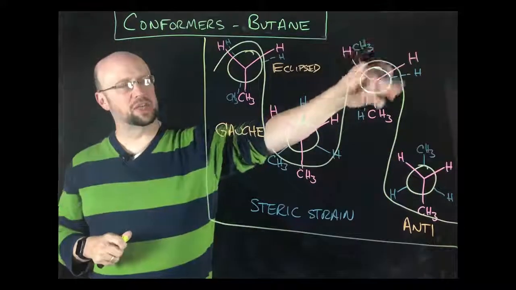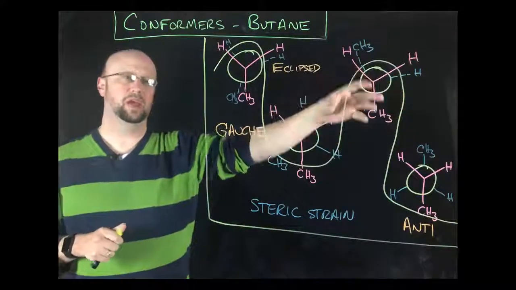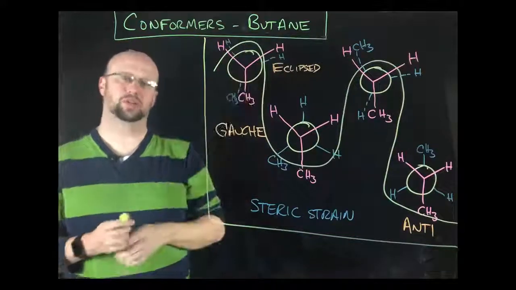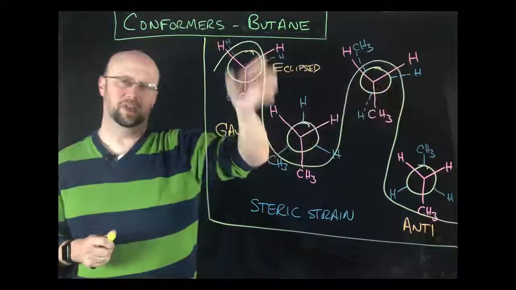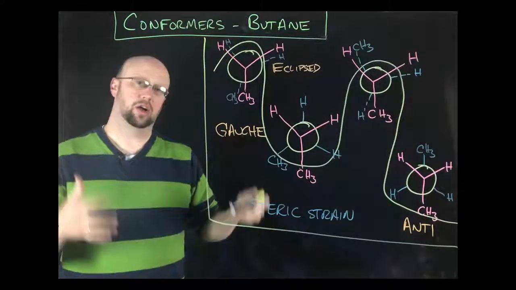By the way, this particular one doesn't have a special name. This is just another form of eclipsed, okay? It's not the worst eclipse. This is the highest energy eclipse because we've got the two biggest groups overlapping each other. It's obviously more favorable to be in this case than it is in this one because at least our steric strain is lowered here, but it's still causing some problems.